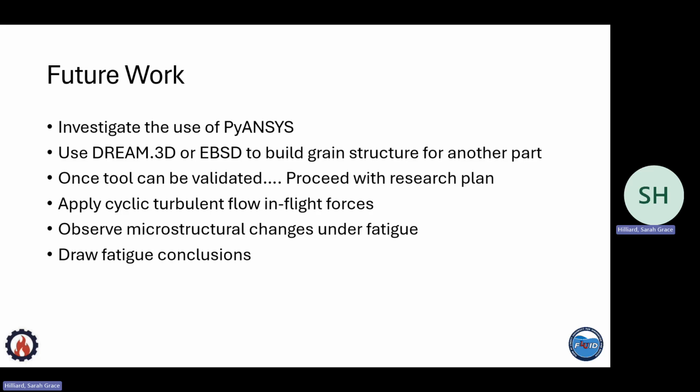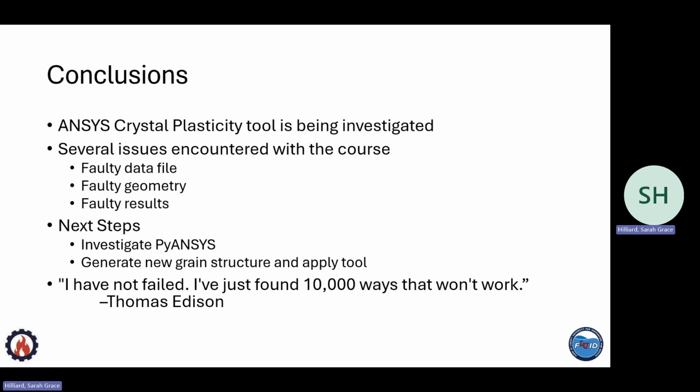The second approach would be to use Dream.3D or electron backscatter diffraction to build a grain structure for another part. This would make hexahedral meshing an option, since we could make sure that we have enough data points to make that hexahedral mesh. However, it would not allow us to benchmark versus the tool, which was half of the hope of this step of the research process. Once the tool can be validated, if it can be validated, we can proceed with our research plan to apply cyclic turbulent in-flight forces, observe microstructural changes under fatigue, and draw fatigue conclusions.